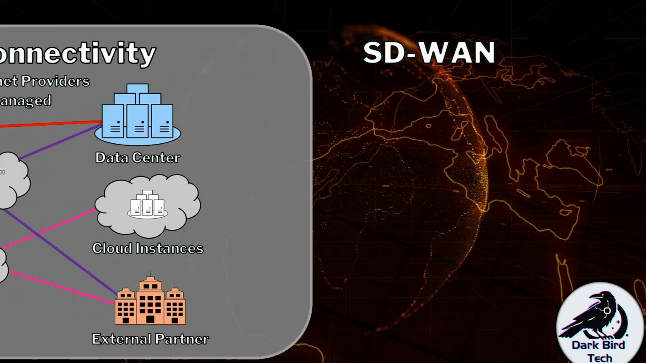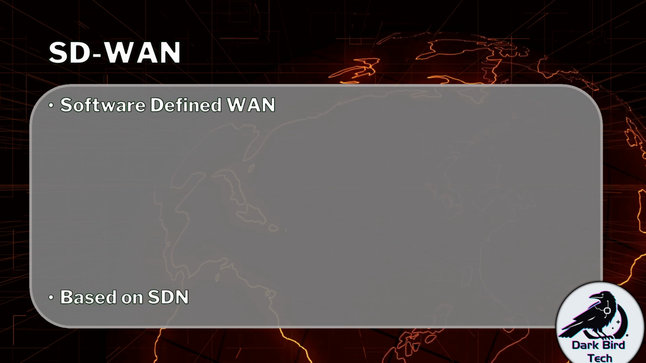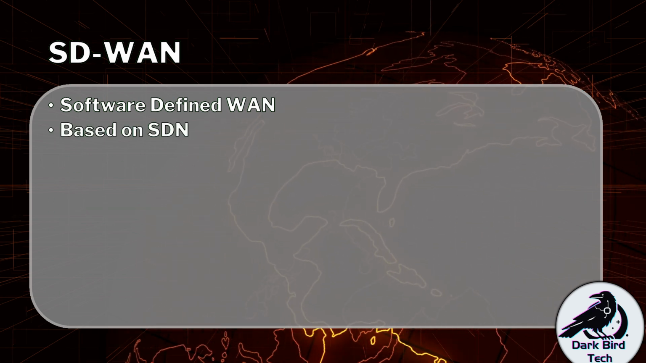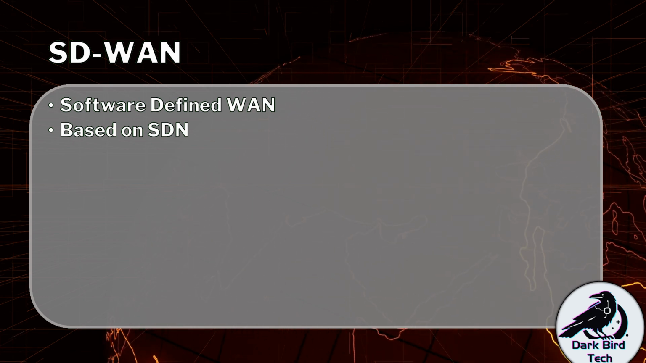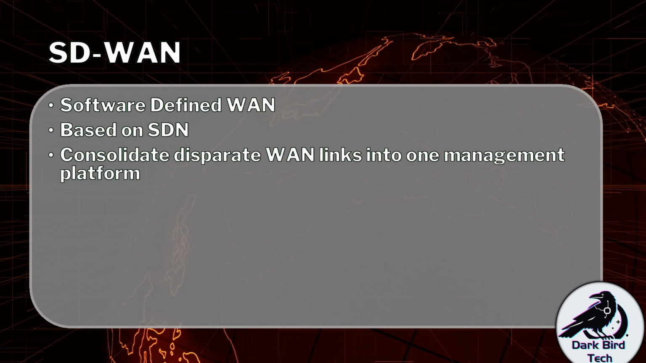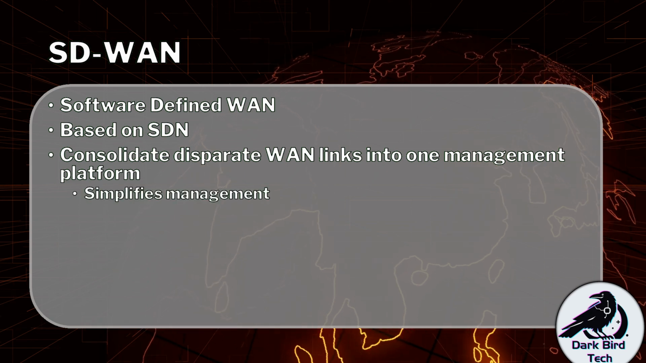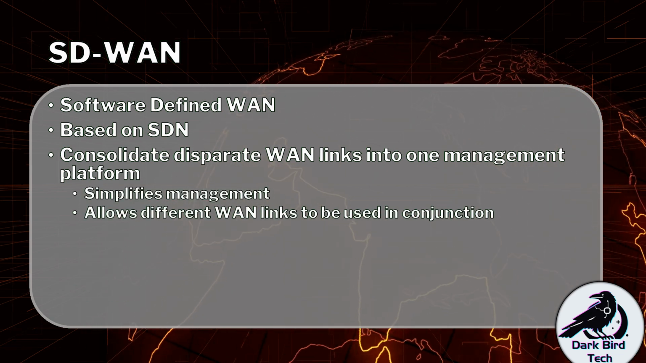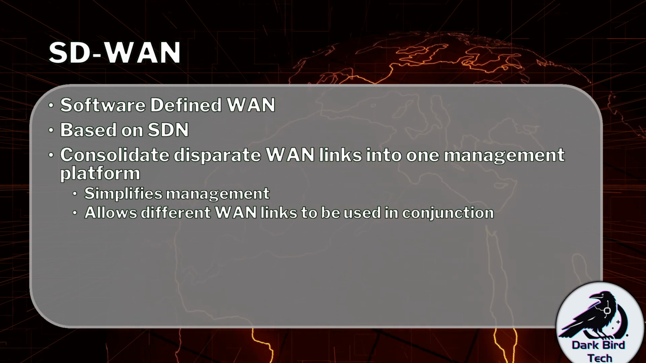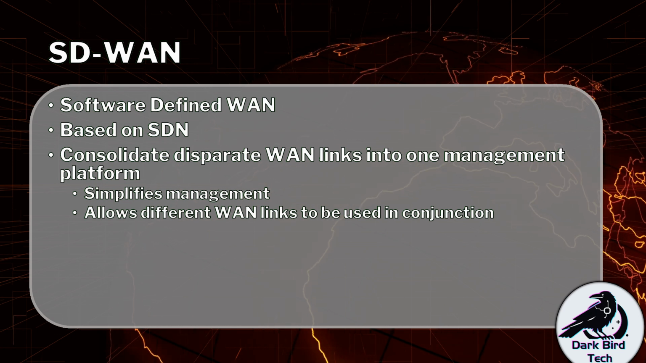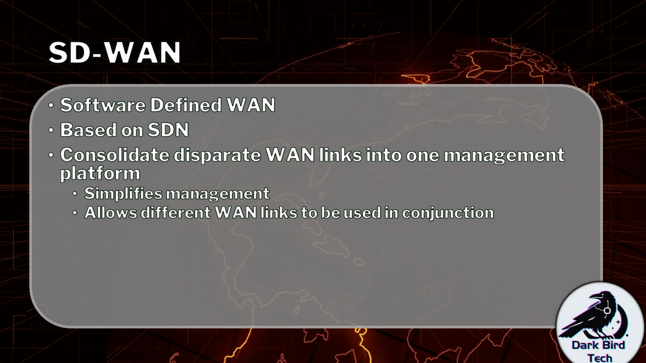This is where SD-WAN comes into the equation, or software-defined WAN as we've already defined it. It is based on software-defined networking, except now we're applying it more to WAN management and connectivity options. And what it can do for us is it can help us consolidate disparate WAN links into one management platform. This is obviously going to simplify management. It's going to allow for WAN links to be used in conjunction with one another. So I can actually have some traffic maybe going through a fiber connection, other traffic going through an MPLS connection, all to the same location. We can have load balancing, redundancy, loads of cool benefits here.